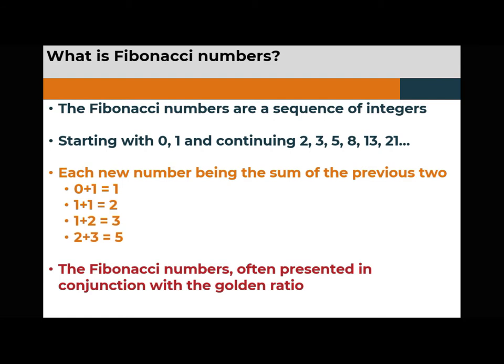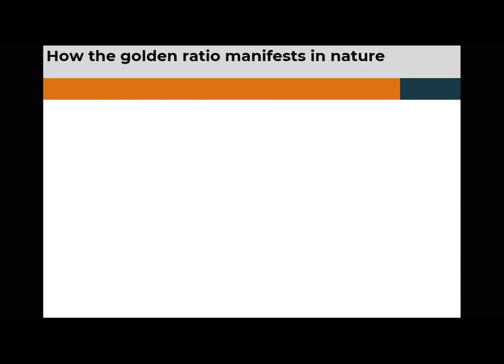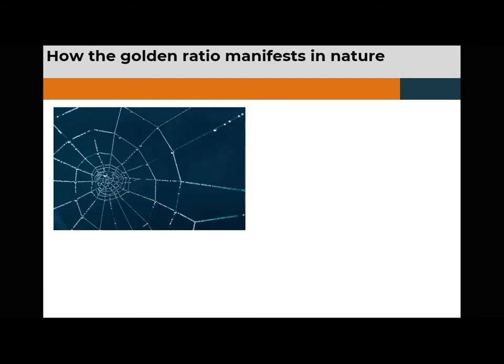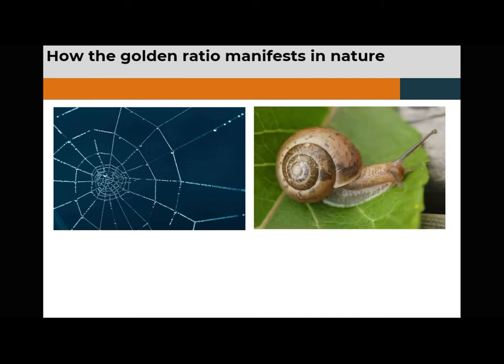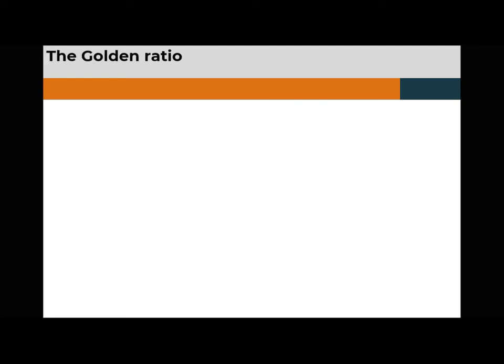The Fibonacci numbers are often presented in conjunction with the golden ratio. So what's the golden ratio? Let's first look at how the golden ratio manifests in nature. The first image is that of a spider web. And then if you look at the snail, and specifically the shell of the snail, you can also see these ratio numbers coming out. So let me give some clarity.